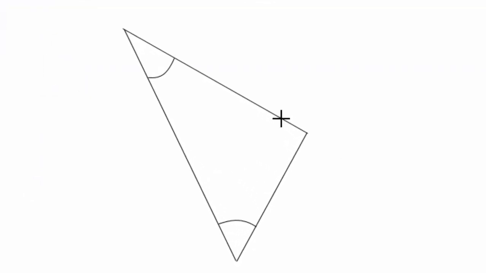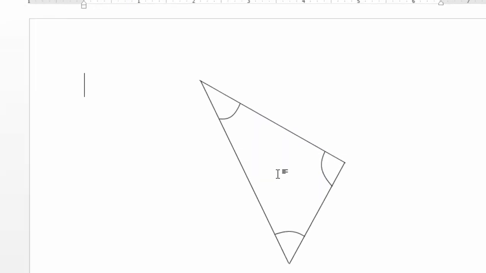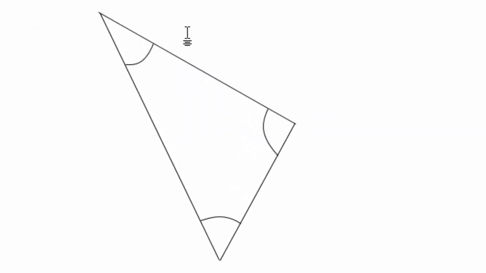Click where the curve starts and click where the curve should end. Then just keep on moving the mouse until you are satisfied with what is inside the angle. Then press escape on the keyboard. Now you can see my triangle is well labeled with the curves.